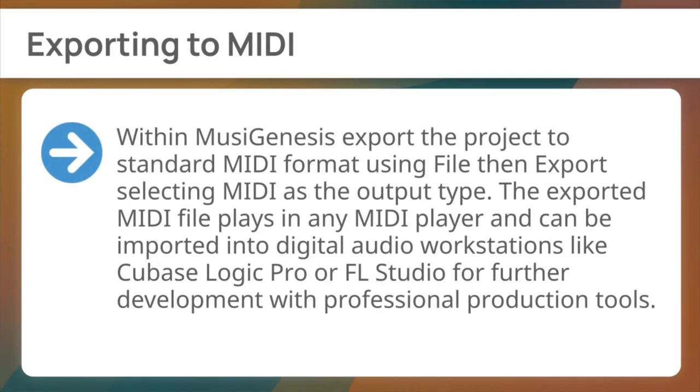Next, exporting to MIDI. Within MusiGenesis, export the project to standard MIDI format using File then Export, selecting MIDI as the output type. The exported MIDI file plays in any MIDI player and can be imported into digital audio workstations like Cubase, Logic Pro, or FL Studio for further development with professional production tools.